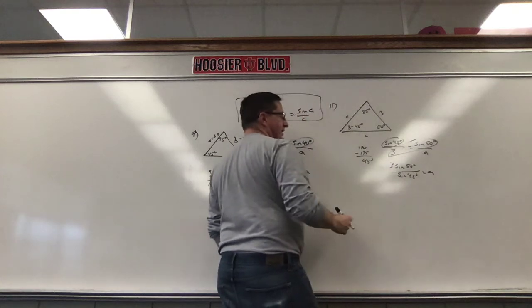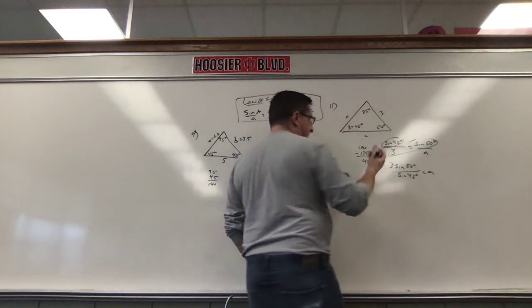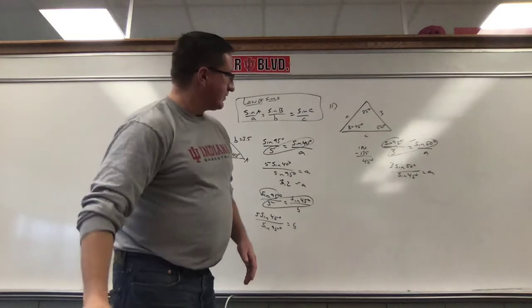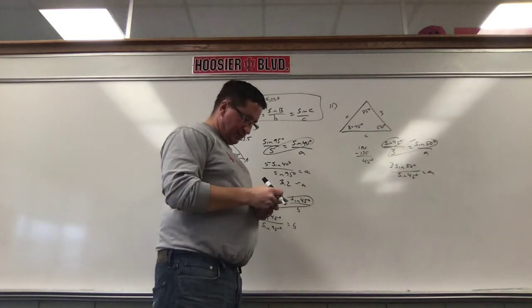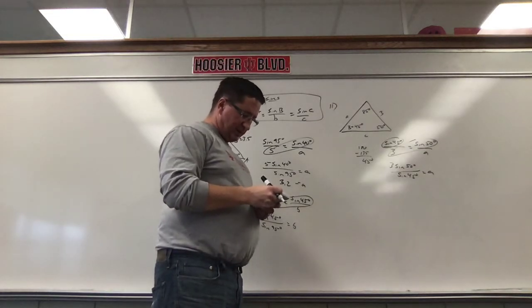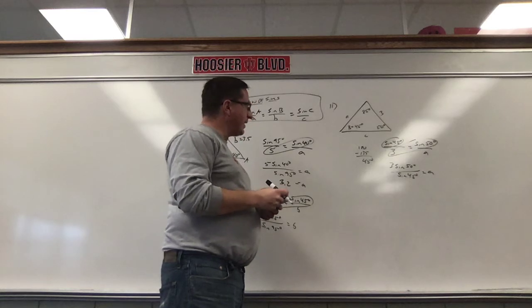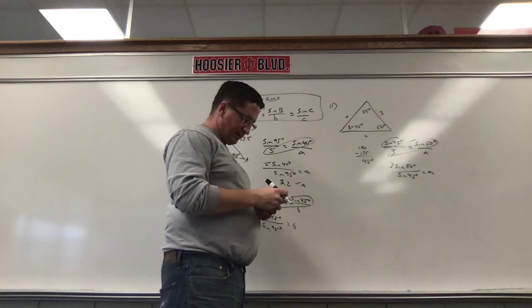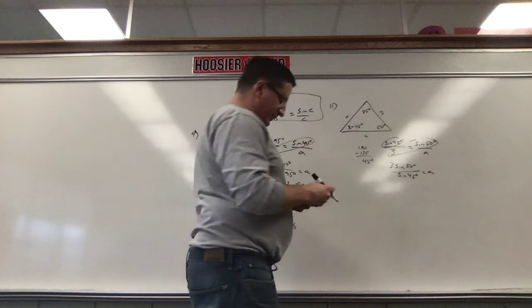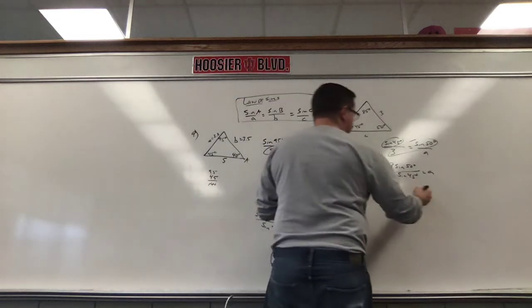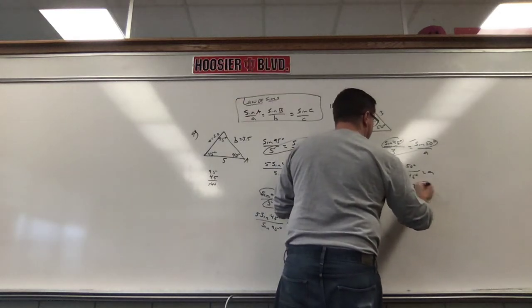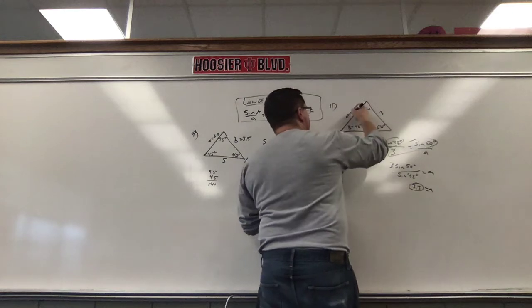I'm going to punch that in here. So 3 sine 50, divide by the sine of 45. Okay, so we get about 3.3. So a is 3.3.